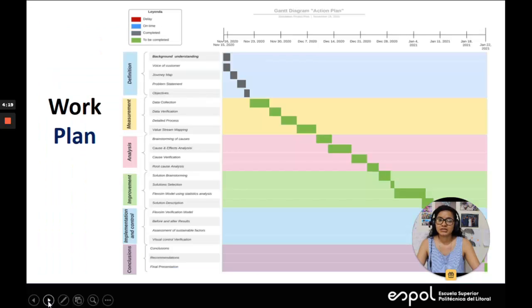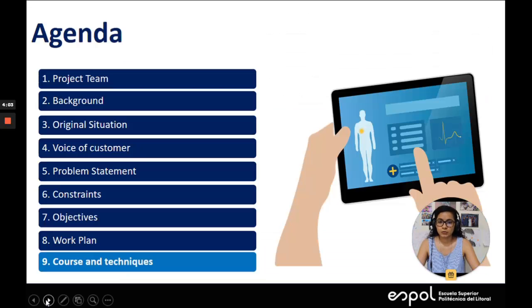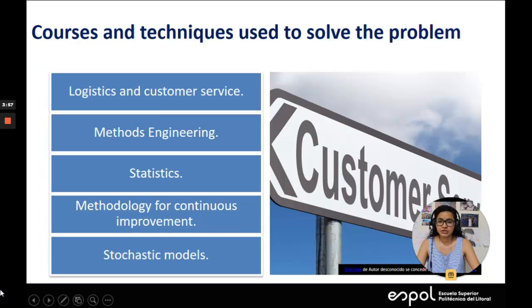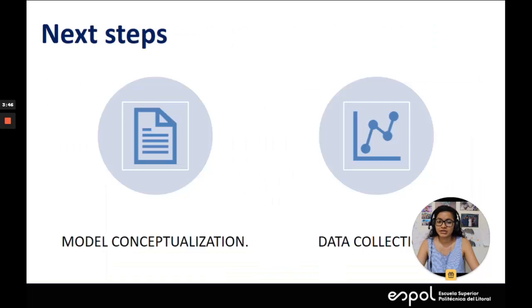Our working plan is the following. We have the definition, measurement, analysis, improvement, implementation and control, and finally the conclusion. We are going to follow the DMAIC methodology. Also, the courses and techniques we will use are logistics and customer service, methods engineering, statistics, methodology for continuous improvement, stochastic models, and the next steps are model conceptualization and data collection.